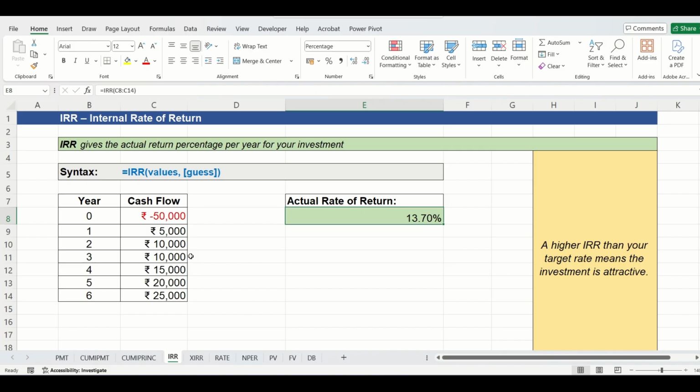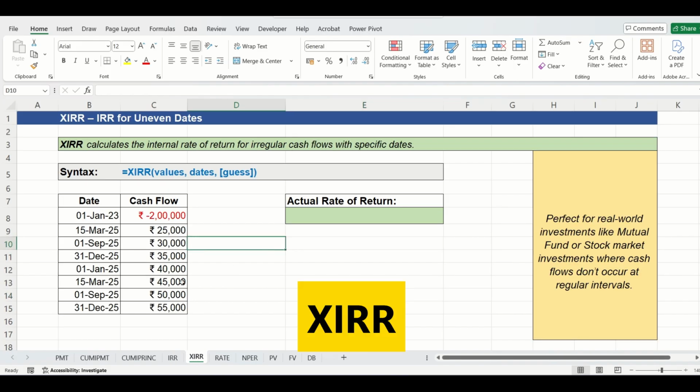If in any year there will be no return from that investment, simply keep that 0, but you must keep that year also within the range. You cannot simply delete this. If you delete this, then it will show you an incorrect value of the return. So let's move to the next formula, which is XIRR, and it is a more accurate formula for uneven dates.